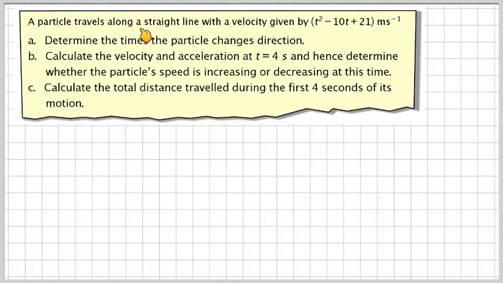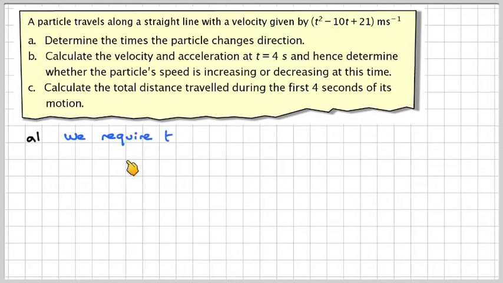A particle travels along a straight line with velocity given by t squared minus 10t plus 21 meters per second. Determine the times the particle changes direction. Calculate the velocity and the acceleration at t equals 4 seconds, and hence determine whether the particle speed is increasing or decreasing at this time. Calculate the total distance travelled during the first 4 seconds of its motion.